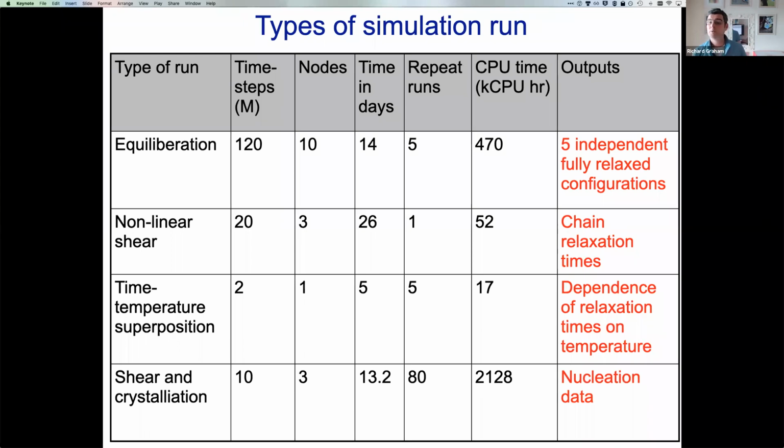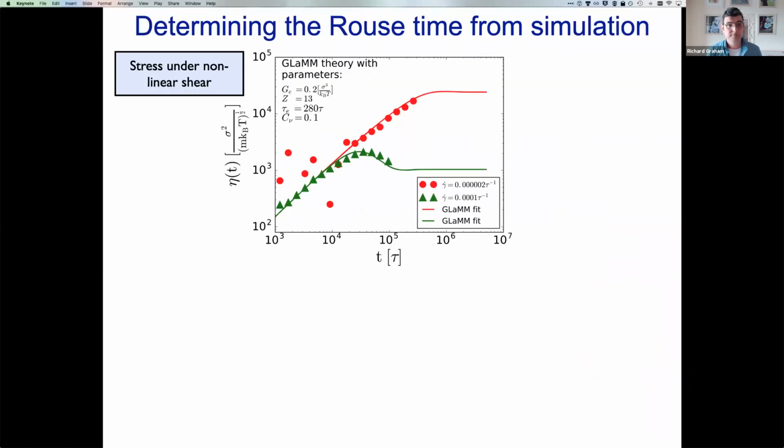And then finally, we were ready to do our actual shear and crystallization runs from which we'd get our nucleation data. These runs are somewhat short compared to our equilibration runs and even our nonlinear shear runs, but we want to do a large number of them because we want to span out different flow rates and different temperatures. And these will actually provide us with our nucleation data.